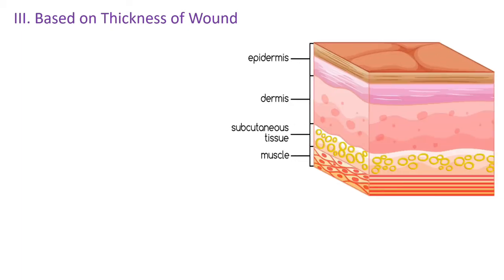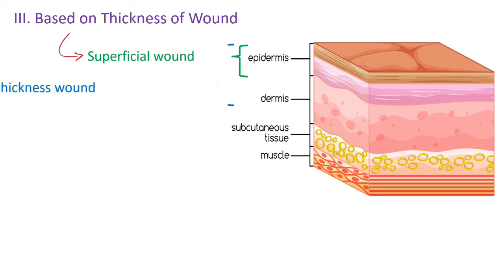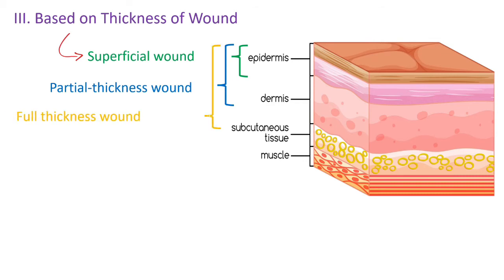Based on thickness of wound. So first let's see the layers of skin. Here we can see epidermis, dermis, subcutaneous tissue and muscle. If the wound involves only the epidermis, it is known as a superficial wound. If the wound involves epidermis and dermis, it is known as a partial thickness wound. And if the wound has loss of entire skin and subcutaneous tissue, it is known as a full thickness wound.